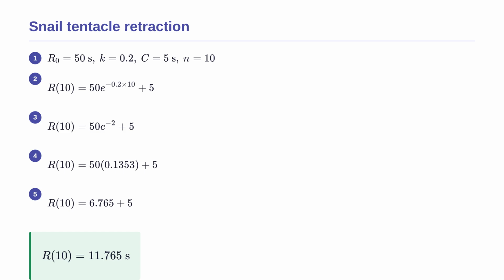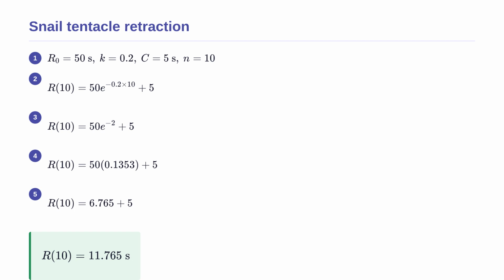Now that we have our formula and graph, let us apply them to a classic biology experiment. When you tap on a marine snail's shell, it retracts its tentacles. The initial retraction time is 50 seconds. The habituation rate constant is 0.2, the baseline response is 5 seconds, and we are looking at 10 taps. We want to find the final response time.